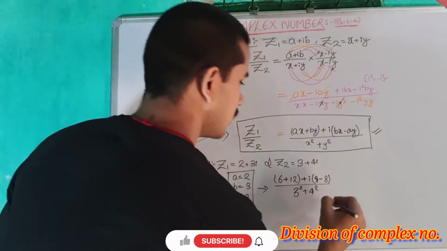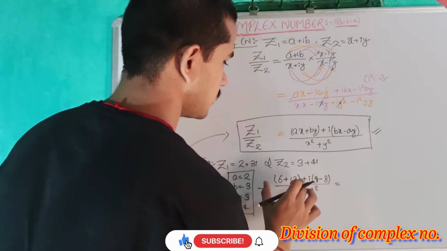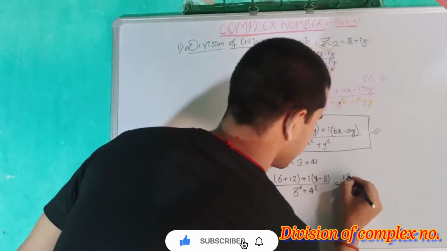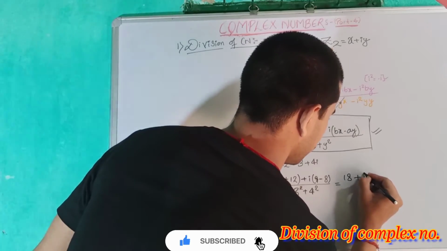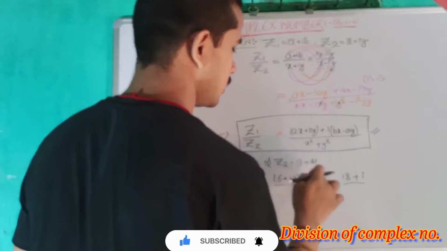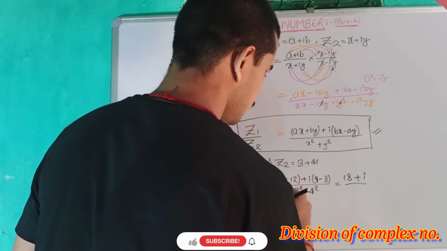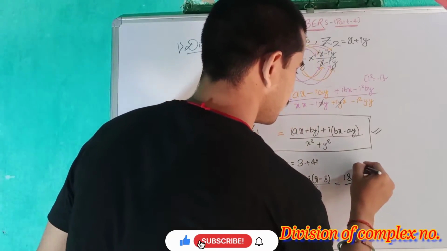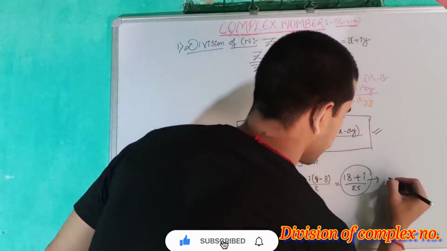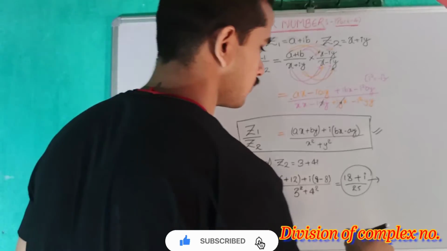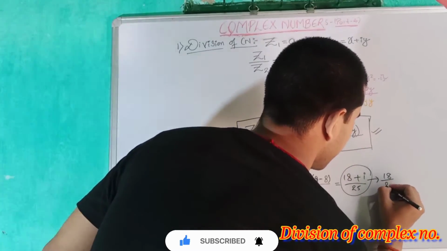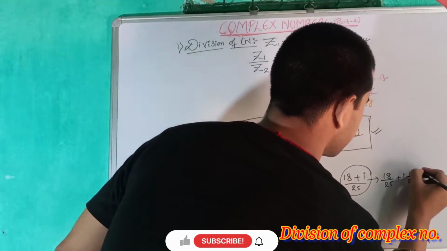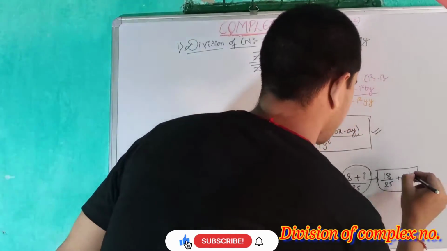Now putting it in a simple manner, compressing it, we can take 12 plus 6 as 18 plus iota, because 9 minus 8 is 1, and 1 into iota is iota. And 3 square plus 4 square gives us 25. So this will be the resultant. We can still write it in a proper manner, in two parts, a real part and an imaginary part of the complex number, that is 18 by 25 as the real part and iota into 1 by 25 as the imaginary part of Z1 and Z2.